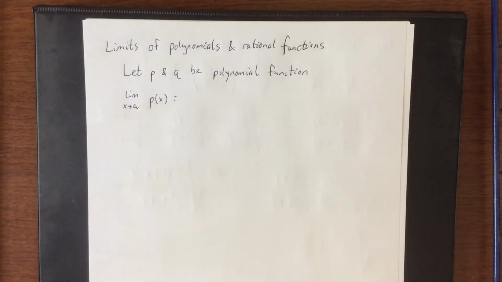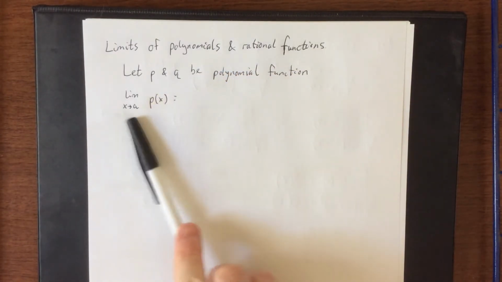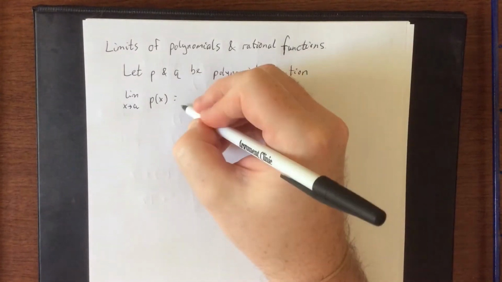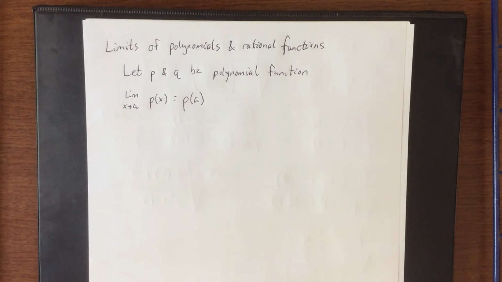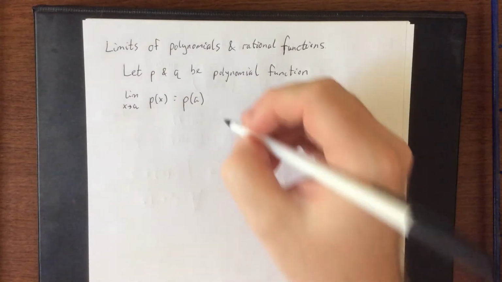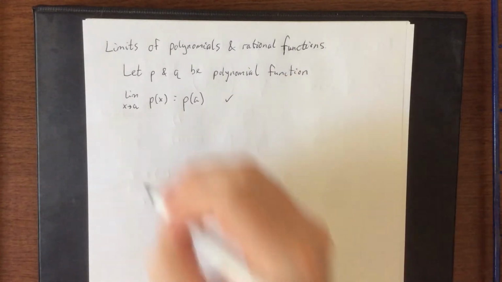So the direct substitution property says that if you're taking the limit as x approaches a of a polynomial function, try just plugging in what that x value is. If it works, which it always will for a polynomial function, their domain is always all real numbers, then it's going to work out.